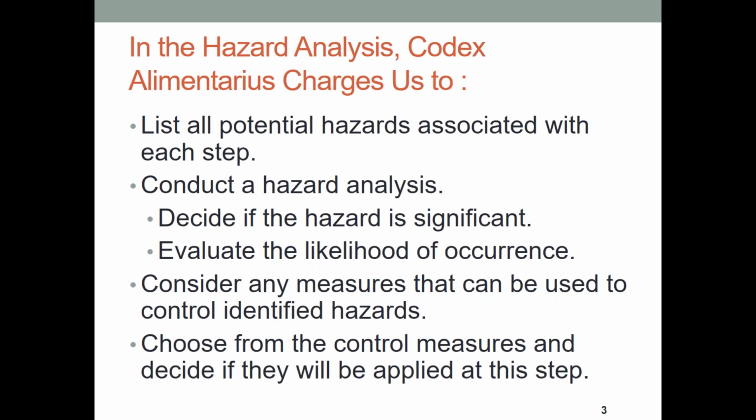And for the hazard analysis, Codex Alimentarius actually gives us some steps to deal with this. They say that we need to list all the potential hazards associated with each step. That's any hazard that our HACCP team has decided to consider, and then conduct a hazard analysis by deciding if the hazard is significant, if it's something that is likely to occur, and then consider any measures that can be used to control those identified hazards. Now, we choose from the different measures available and decide if they'll be controlled at this particular step.